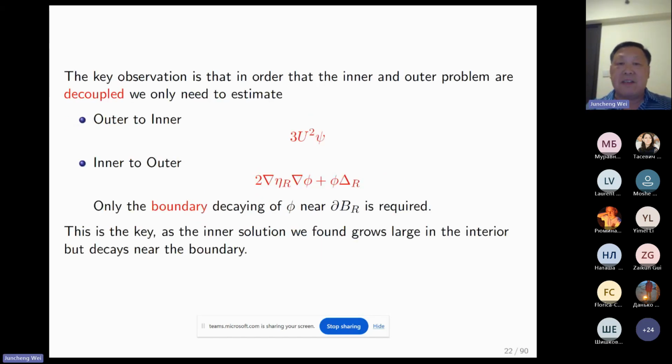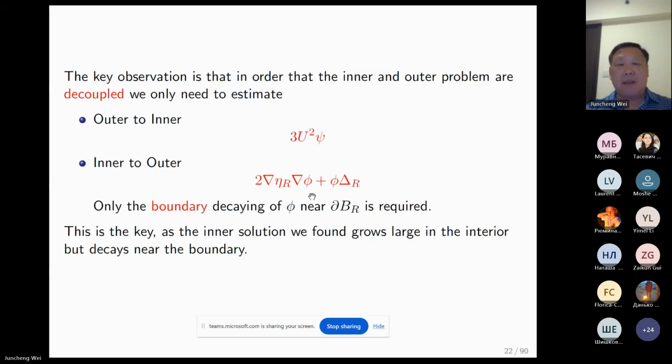The key observation, as I said last time, is that in order for the inner and outer problems to be decoupled, we only need to estimate the outer to inner, which is 3u squared psi, and the inner to outer, which is the cutoff function. We don't care what happens for the inner problem inside the domain, because of the cutoff, you only need the behavior of phi near the boundary. This should be eta r.